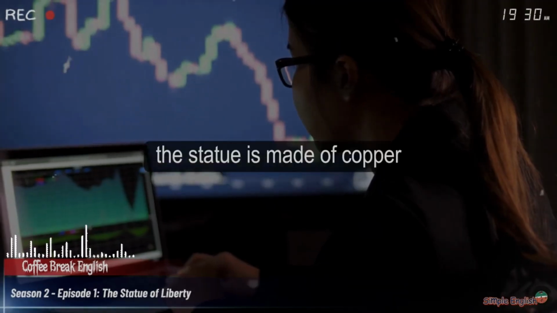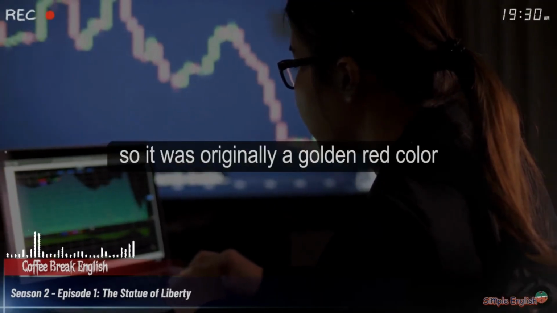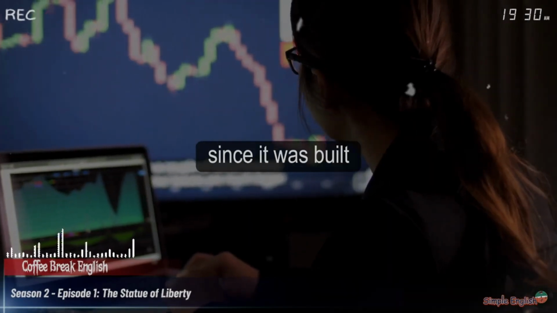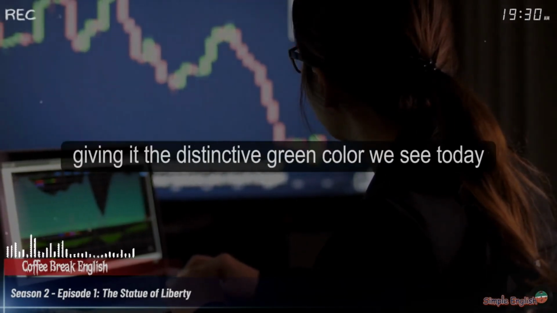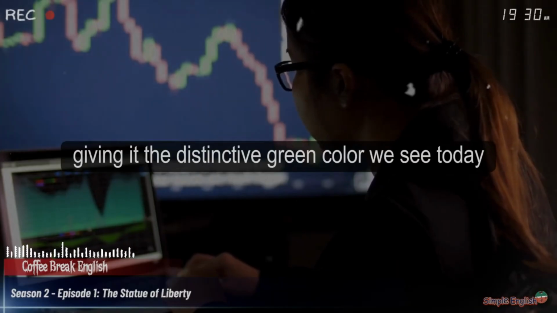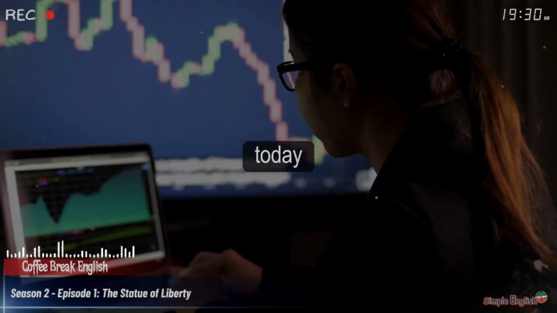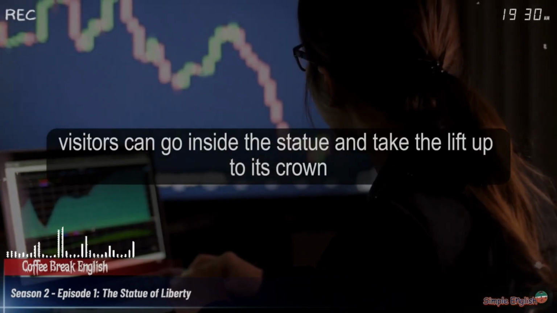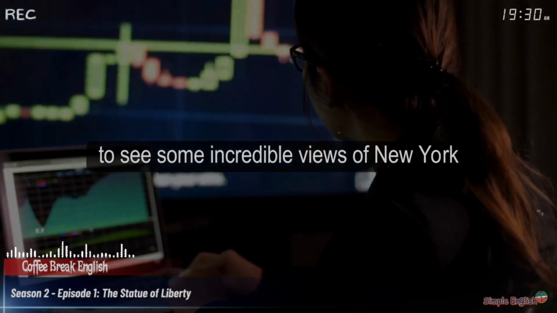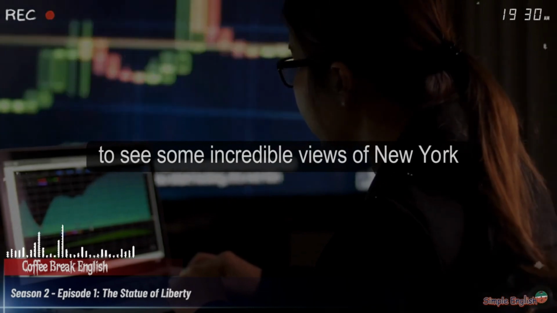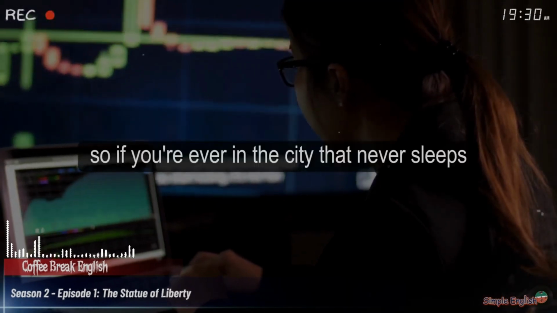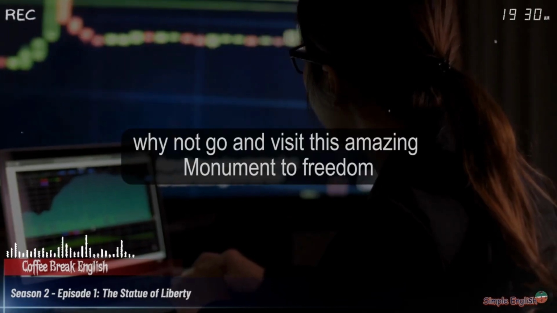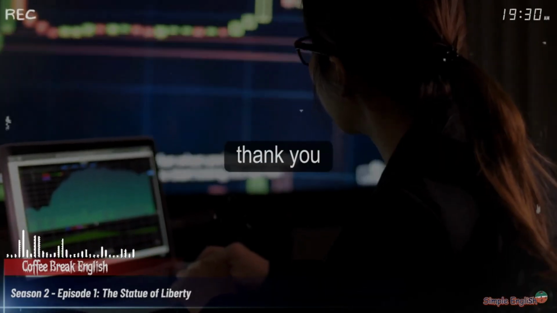The statue is made of copper, so it was originally a golden red color. However, since it was built, it has oxidized, giving it the distinctive green color we see today. Today, visitors can go inside the statue and take the lift up to its crown to see some incredible views of New York. So, if you're ever in the city that never sleeps, why not go and visit this amazing monument to freedom? Thank you.